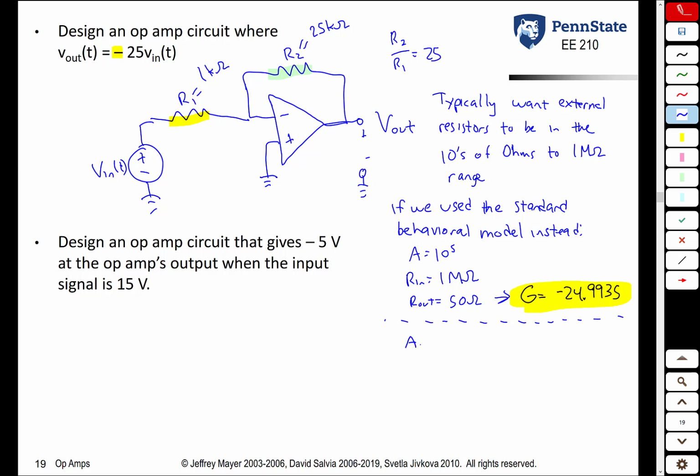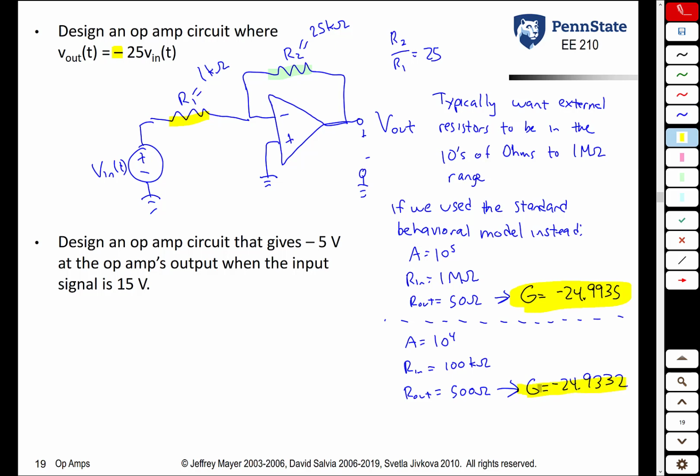So let's assume that A is only 10 to the 4th, not 10 to the 5th. So it's even further from infinity. Let's assume that R in is not 1 mega ohm, but 100 kiloohms. So once again, it's further from the ideal situation. And let's assume that R out is not 50 ohms, but 500 ohms. Once again, further from the ideal situation. So you would expect here that the actual gain would be further from the idealized gain of 25. Sure enough, if you plug this into that very long equation, you get a closed loop gain of minus 24.9332.